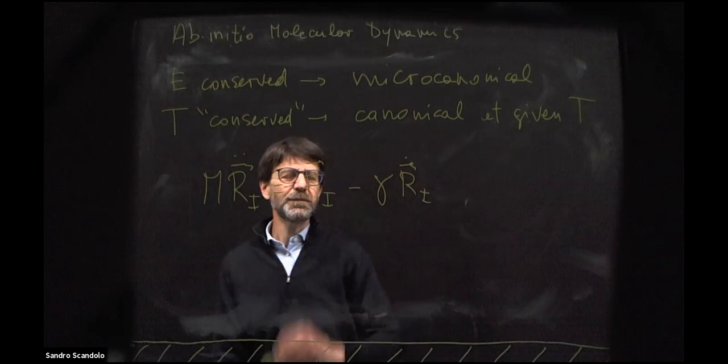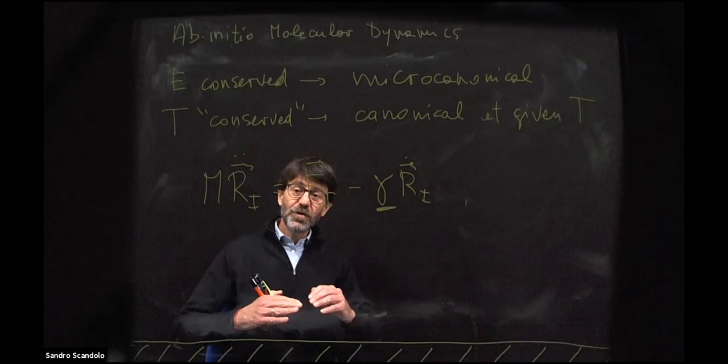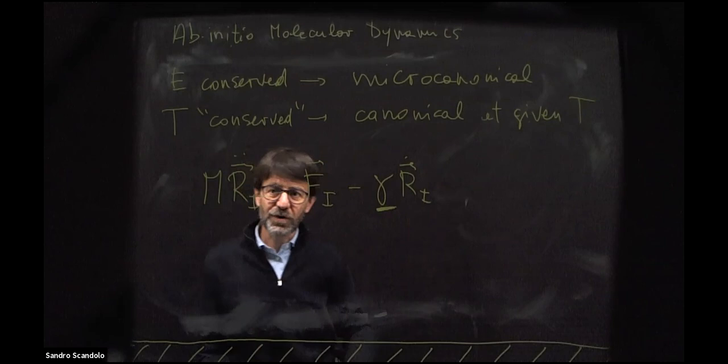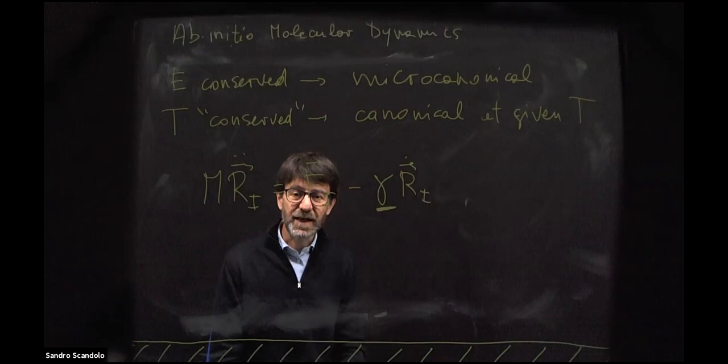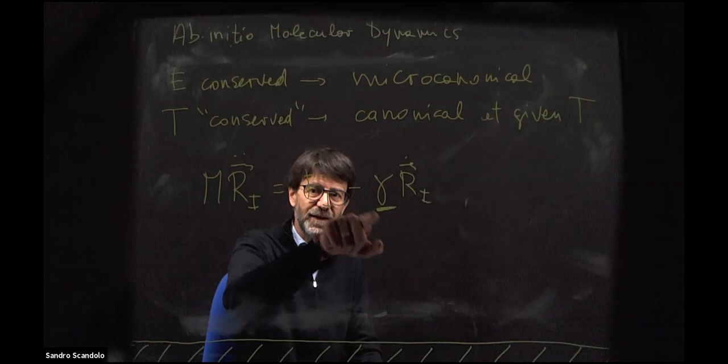And you modulate your friction in such a way that you reach exactly the temperature you want. So if your instantaneous temperature is above the target temperature, then you switch on the friction. Vice versa, if the temperature is below the target temperature, you change the sign of this friction and you accelerate your particles. You make gamma negative, and in this way you give an acceleration which is proportional to the velocity. So the trick here is, how can I modulate gamma in such a way that I reach a target temperature?